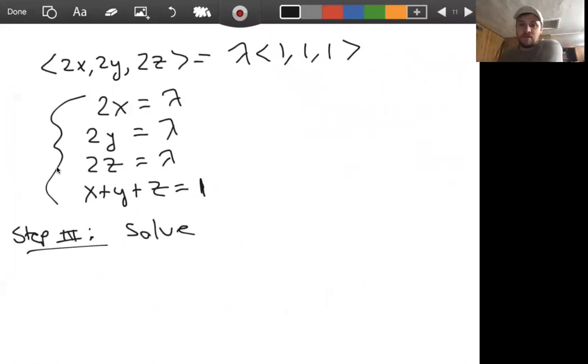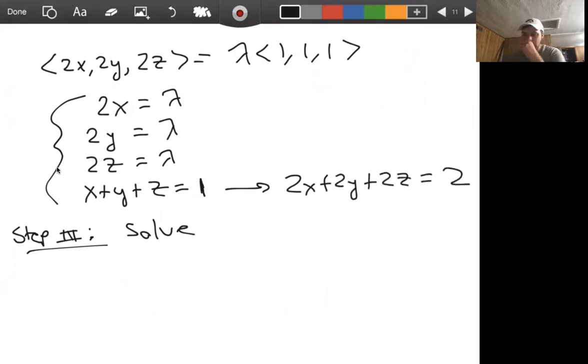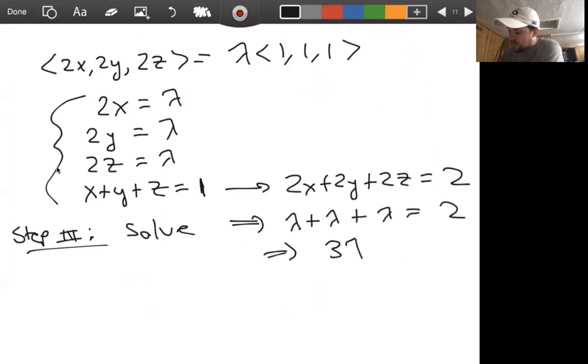And again, you can solve this however you want. I think there's a clever way of solving this. If we have x plus y plus z equals 1, well, we could multiply this equation by 2 to get 2x plus 2y plus 2z equals 2. But we know 2x, 2y, and 2z are all equal to lambda. So this is lambda plus lambda plus lambda equals 2, which gives us that 3 lambda equals 2, which gives us that lambda is equal to 2/3.